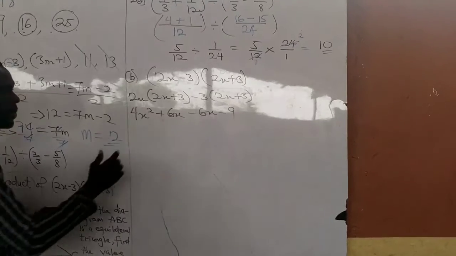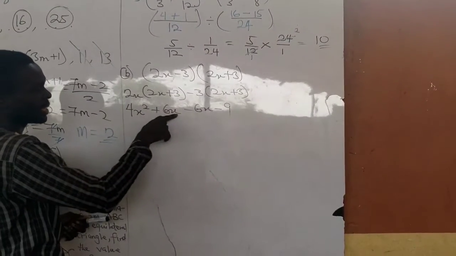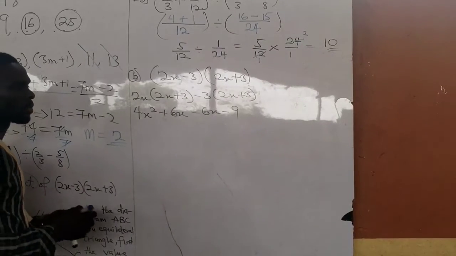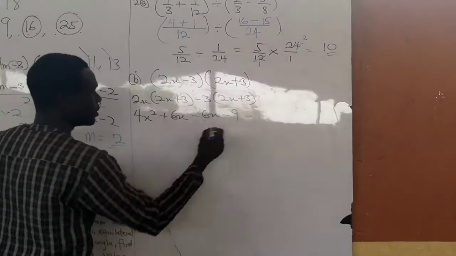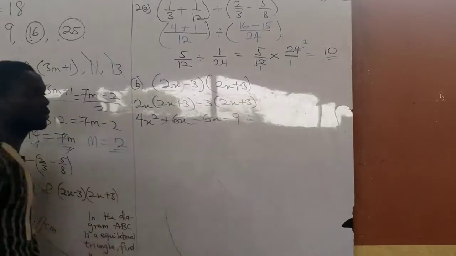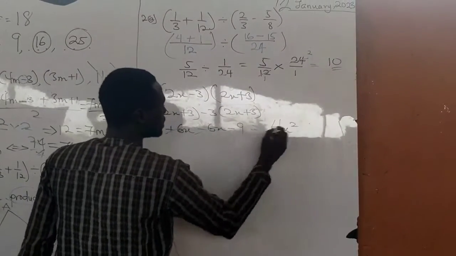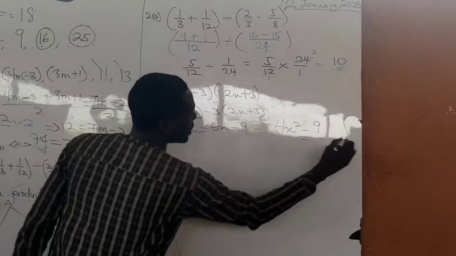So from here, positive 6x minus this will give us, this will cancel out this, so it will give us 0. So finally, we are going to get x squared minus 9 as our final answer.